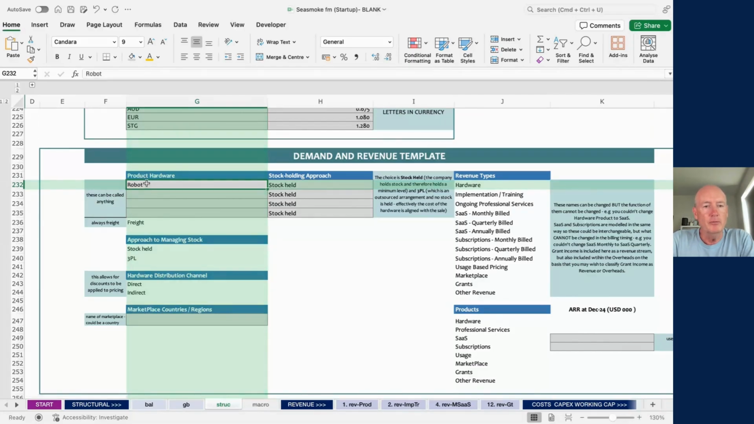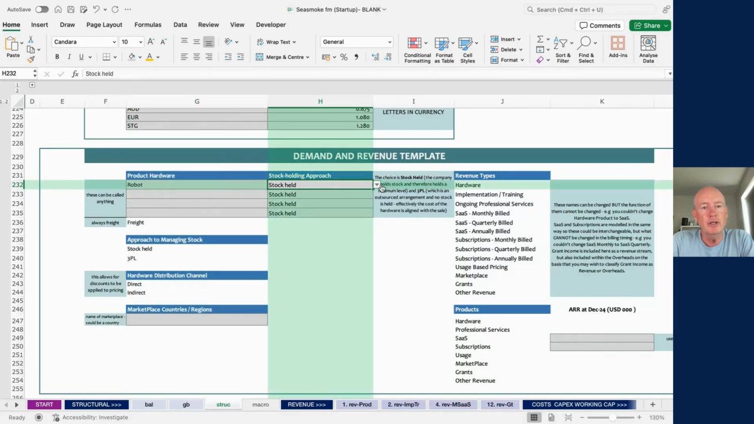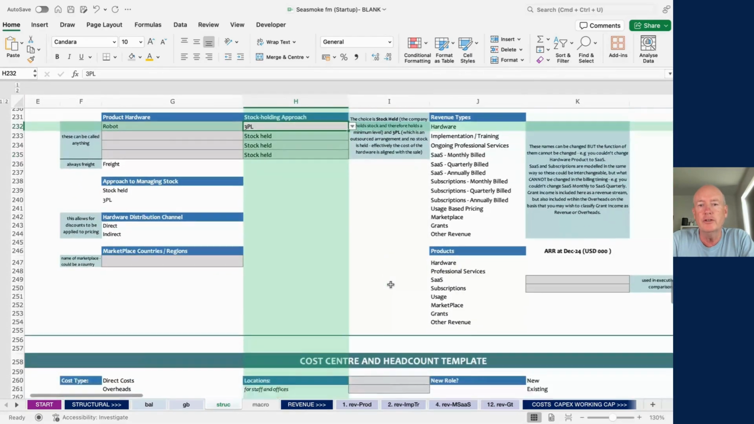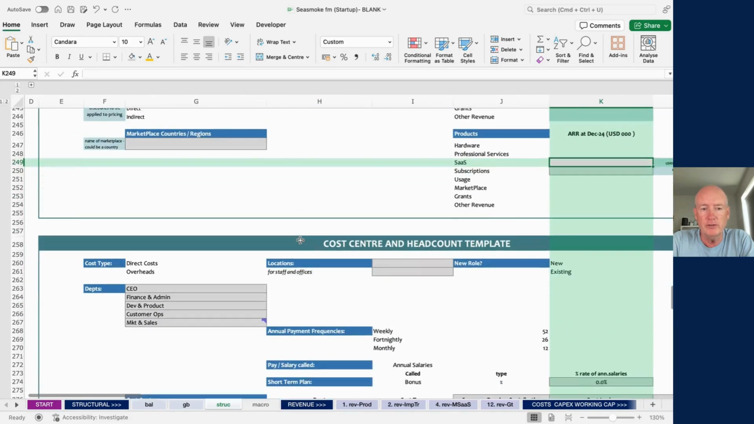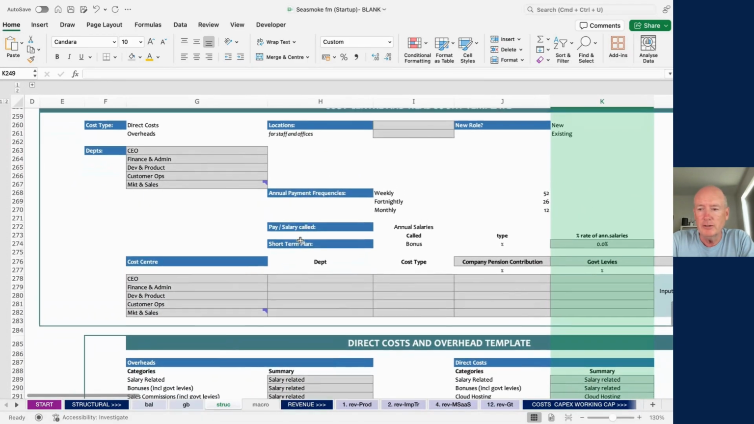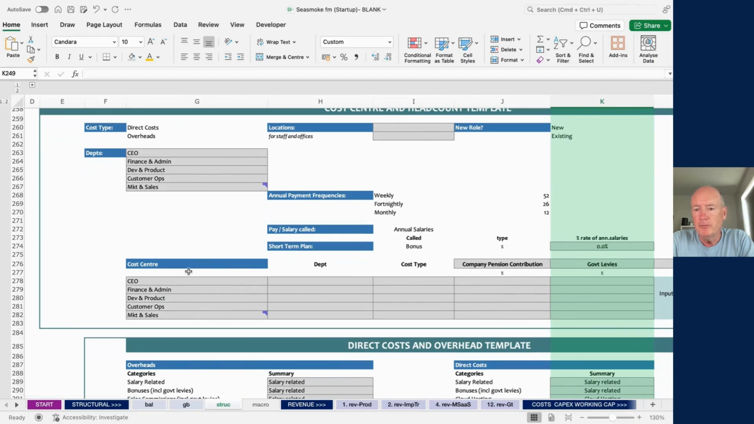Down here, our product is a robot. So there you go, product hardware is a robot. And we've got two choices. We can do 3PL or stock held. Stock held means what it says. You go and buy in stock and then it sits in a warehouse. But let's do a 3PL where you make an order and then they deliver it to your customer. Much easier, a bit more expensive. Let's keep it simple. There's no existing SaaS income down here.